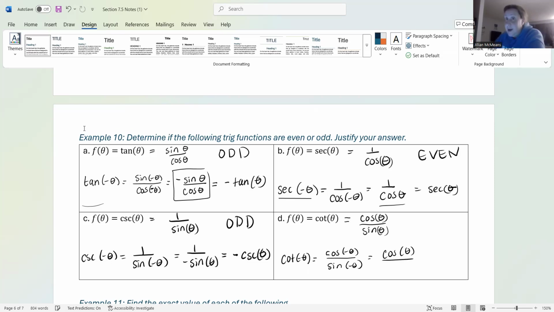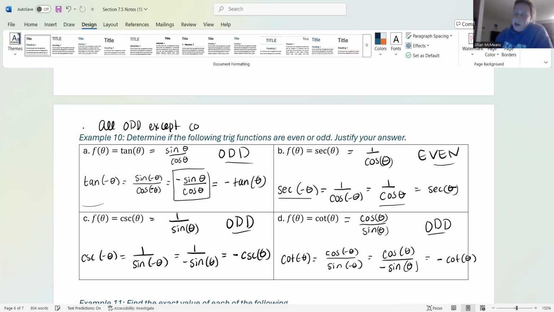And we know that sine is odd, so sine of negative theta equals negative sine of theta. So we have a sign change now, so this is no longer positive, and we get that cotangent of negative theta equals negative cotangent of theta. So we would say that cotangent is odd. When it comes to the 6 trigonometric functions, they're all odd except for cosine and its reciprocal, secant.